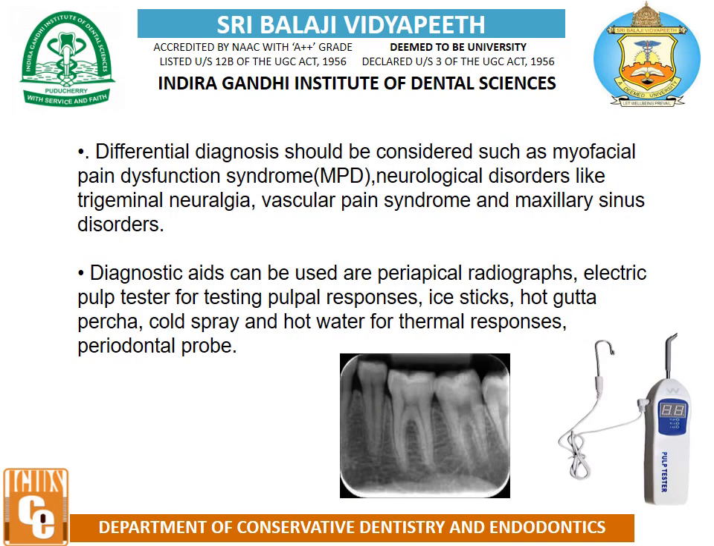Differential diagnosis should be considered, such as myofascial pain dysfunction syndrome, neurological disorders like trigeminal neuralgia, vascular pain syndrome, and maxillary sinus disorders. Diagnostic aids that can be used are periapical radiographs, electric pulp tester for testing pulpal responses, ice sticks, hot gutta-percha, cold spray and hot water for thermal responses, and periodontal probe.